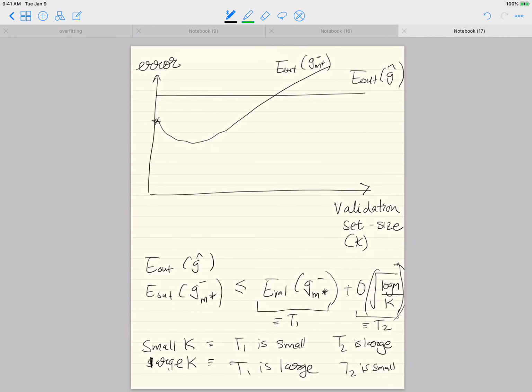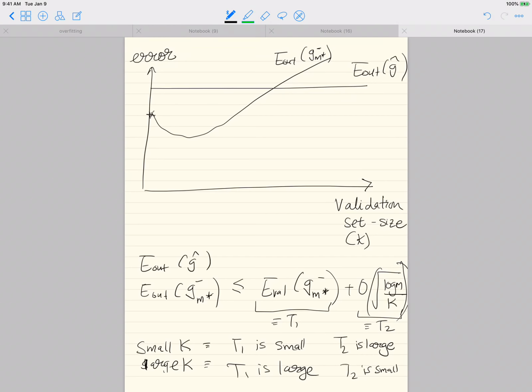So what is happening here is initially, because this part is small, your validation error is going to be a very noisy estimate of the test error because you're not averaging over enough samples. As you increase K, the estimate for G minus is not going to change much because you still have a big training set. So this won't change much, but you will get an improvement here. So the validation error will decrease. You will get to a sweet spot of the optimal validation set where these terms will balance each other out.